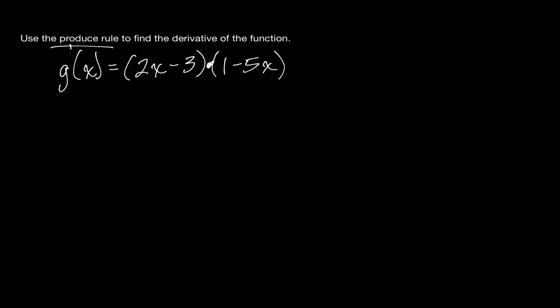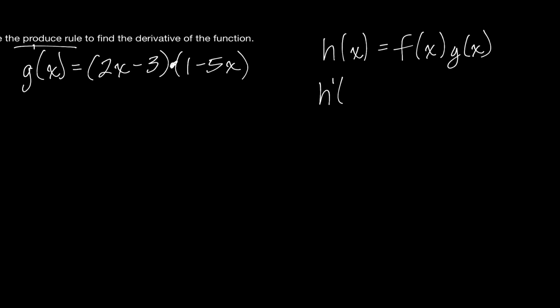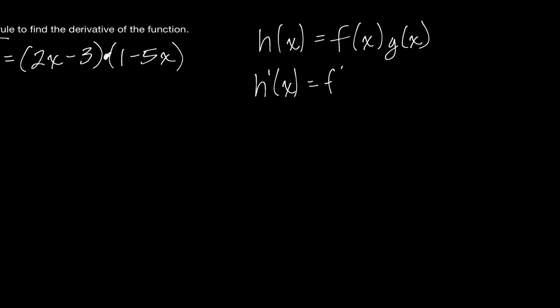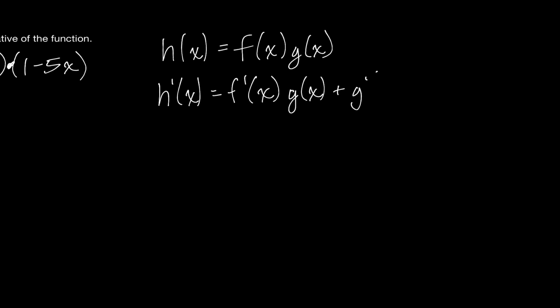But since we just learned the product rule, we're going to use our product rule formula, which says if you have a product called h of x, that is f of x times g of x, it says that if you take the derivative of h, it's going to be equal to the derivative of the first function times the derivative of the second function plus the derivative of the second function times the first function.